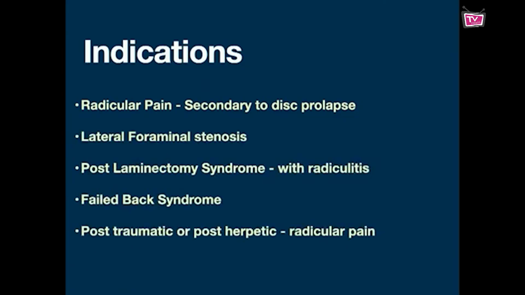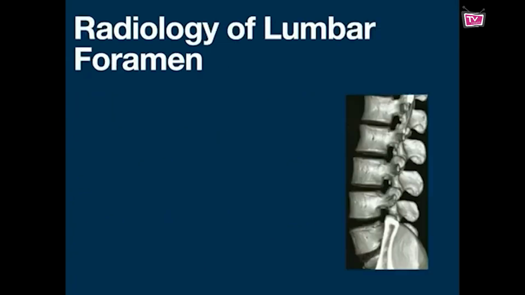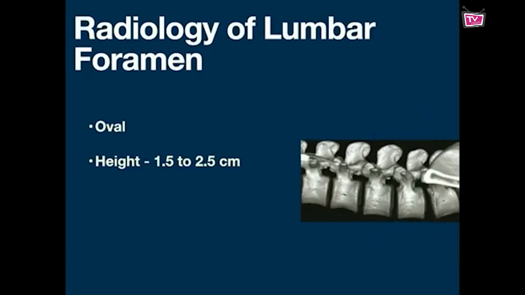So mainly radiculopathy, and you can even do it for foraminal stenosis and post-laminectomy syndromes. Failed back, yes, we do use it, and even for radicular pain following trauma and post-herpetic neuralgia. Even in deformity cases we have radiculopathy because of disc height narrowing leading to foraminal stenosis. The foramen is teardrop shaped, visible on MRI, and the height is roughly 1.5 to 2.5 centimeters.